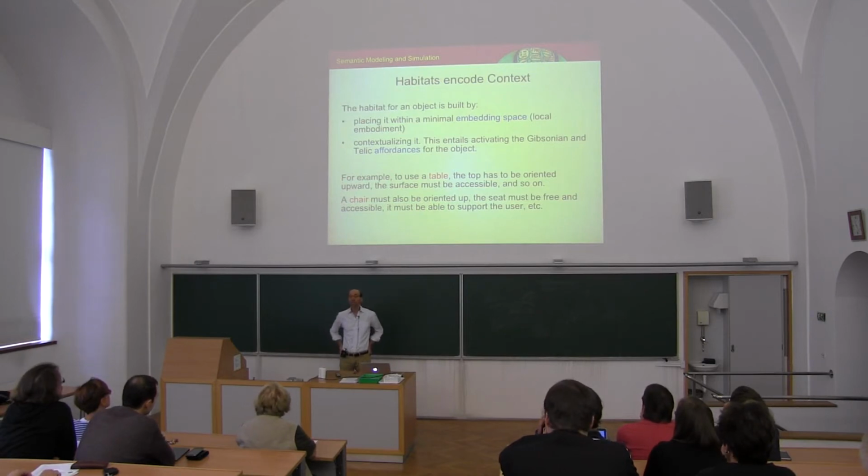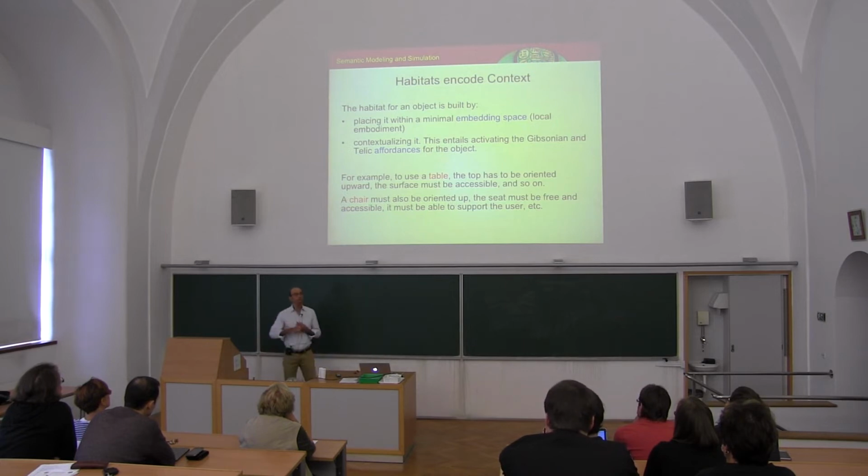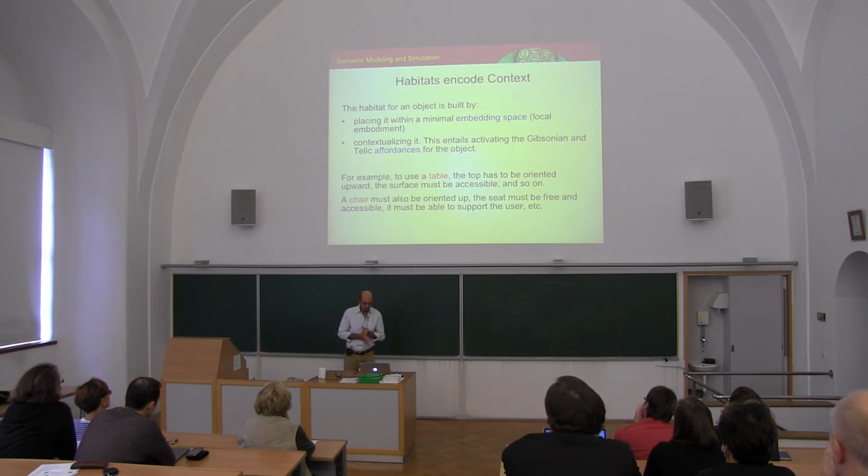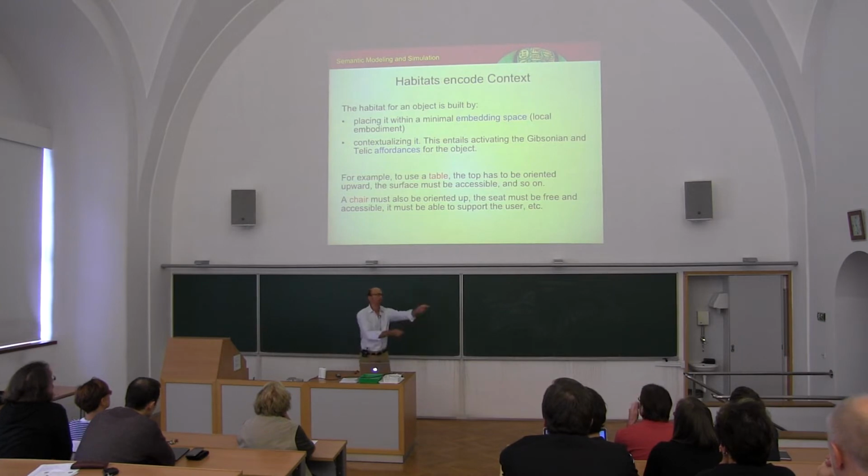Habitats encode context. Let's figure out what this habitat is. So a habitat is built by placing it within a minimal embedding space called its local embodiment, and you're going to contextualize it. And that entails activating two things. What's called the Gibsonian affordance, if you know James Gibson's notion of affordance, and then the telic role, which is what something's for. And I'll explain the difference between those. So a table, the top has to be oriented upward, the surface has to be accessible, and so on. So you can have a table stuck in a closet, right?